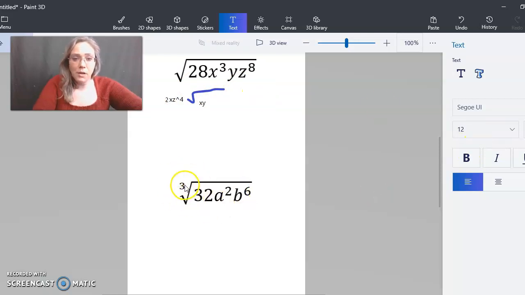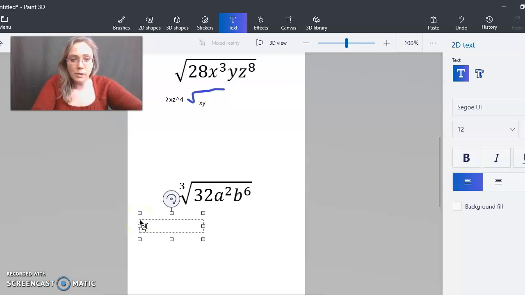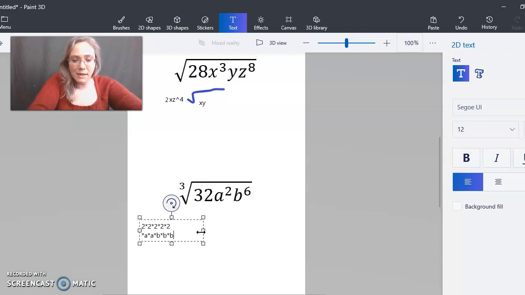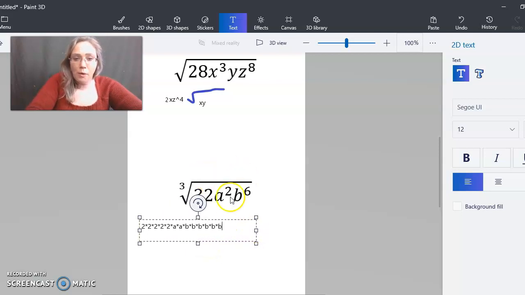Let's do the second example. Here the index is 3, so we're looking for groups of 3. When we do 32, 32 is 2 times 16, which turns into 2 times 2 times 2. 2 times 2 is 4, times 2 is 8, times 2 is 16, times 2 is 32. So when we're looking at 32, this is what we're looking at, right? So let's write this out all the way. Times A, times A, times B, times B, times B, times B, times B. Oops. 1, 2, 3, 4, 5, 6 B's. So this is actually what this whole radicand looks like.